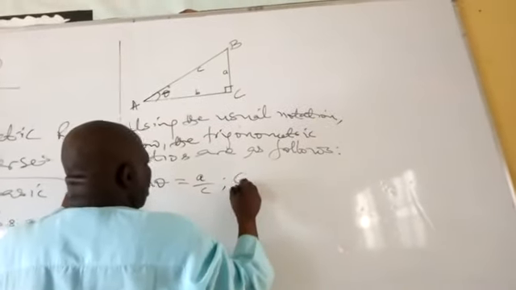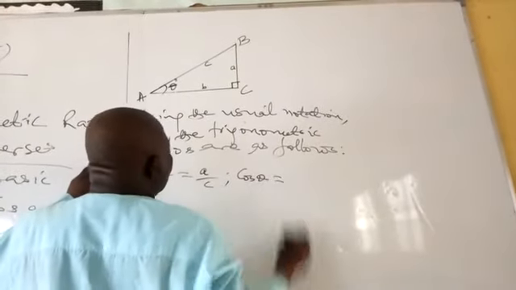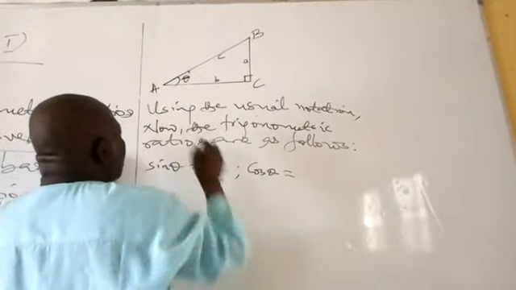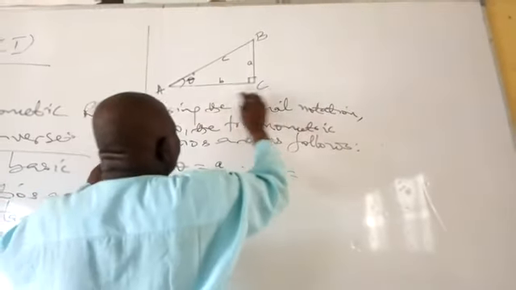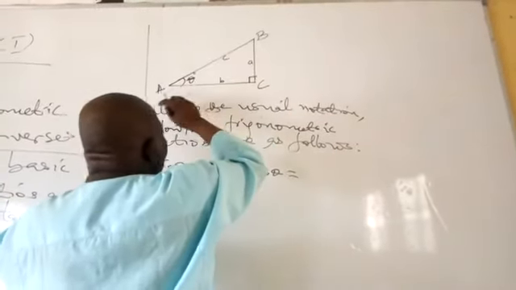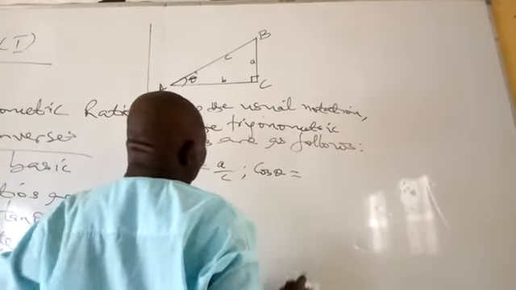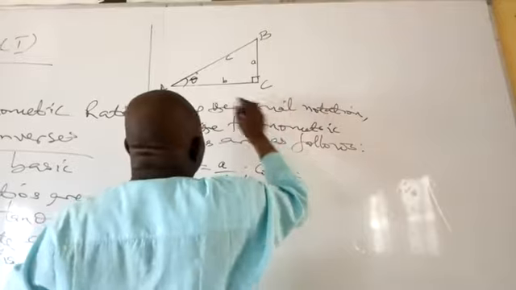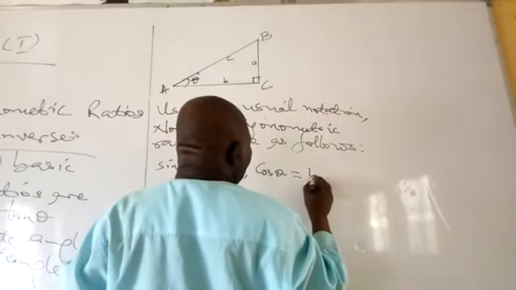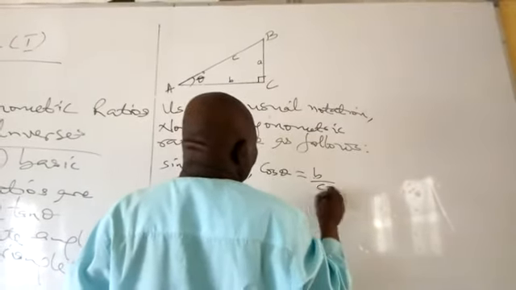Now, cos theta is equals to adjacent over hypotenuse. The adjacent, the side, apart from the hypotenuse, that is adjacent to that angle theta is small letter b. That side AC, which is small letter b, over the hypotenuse, which is c.